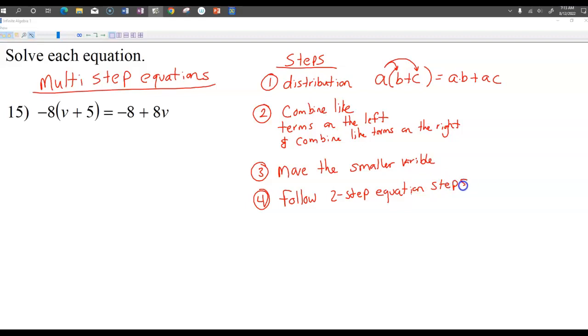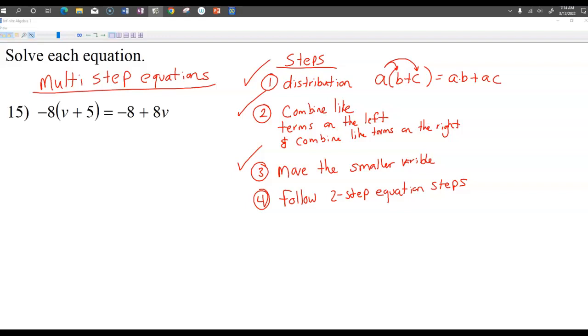So there are 3 new steps when you have a multi-step equation. Sometimes you'll do all of them. Sometimes you might do one of them. But here they are. The first new step is to distribute. The second new step is to combine like terms that are on the left and to combine like terms that are on the right. Now I'll show you what that one means when we get to a problem that has it. And then number 3, you move the smaller variable. And I'll show you what that means when we get there as well. But those are your 3 new steps.